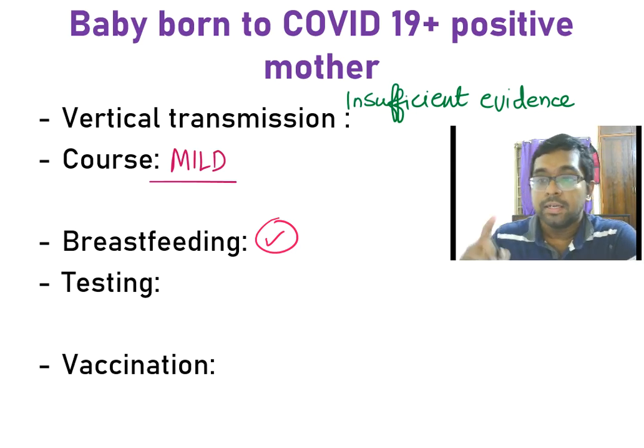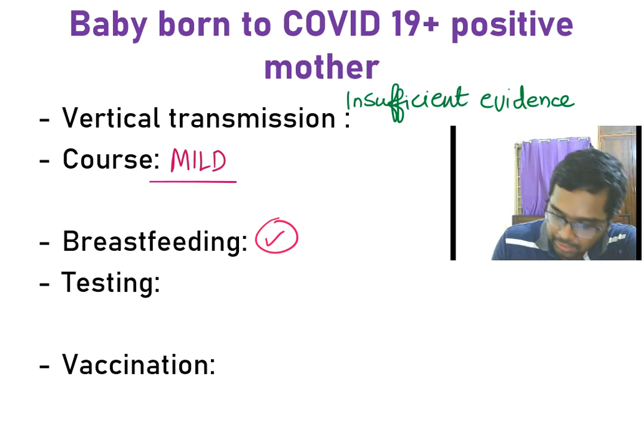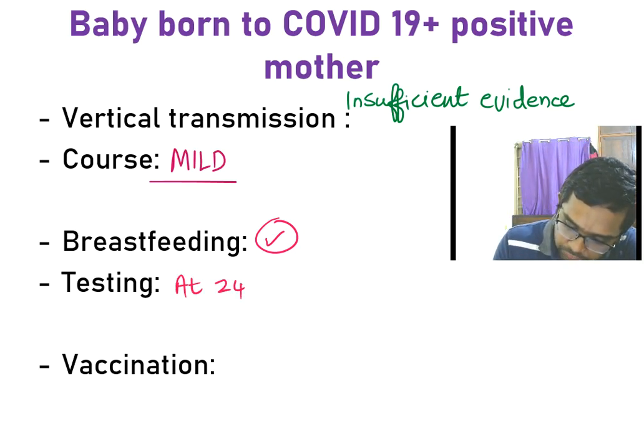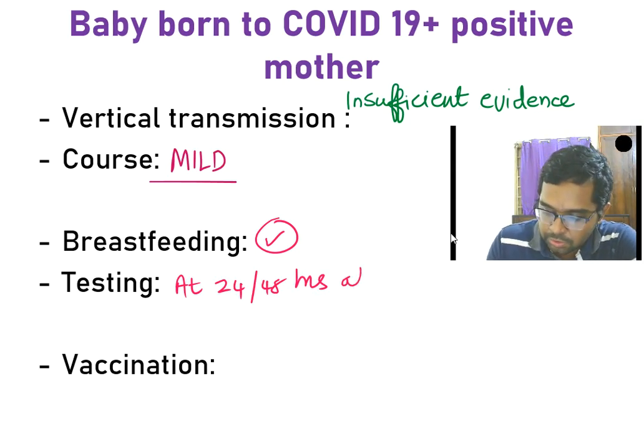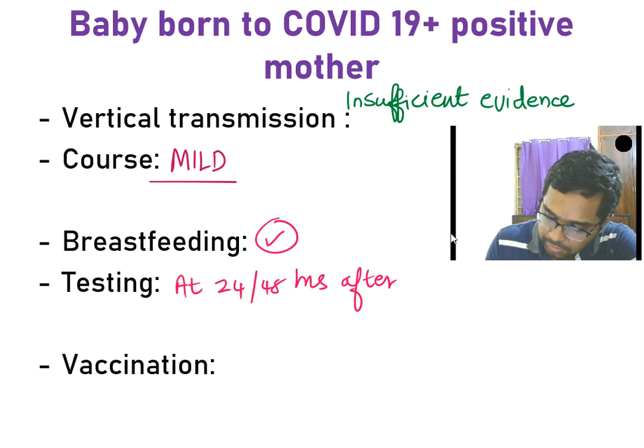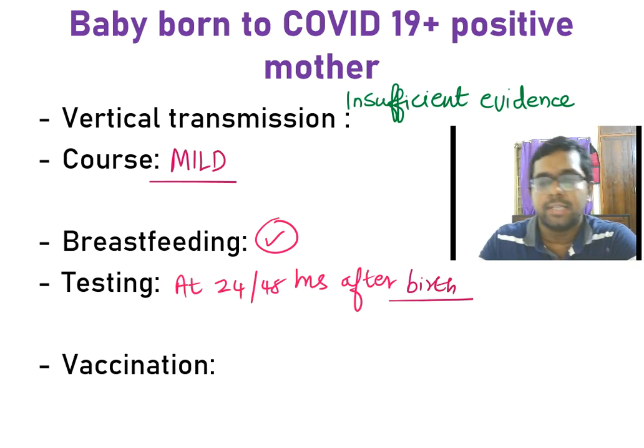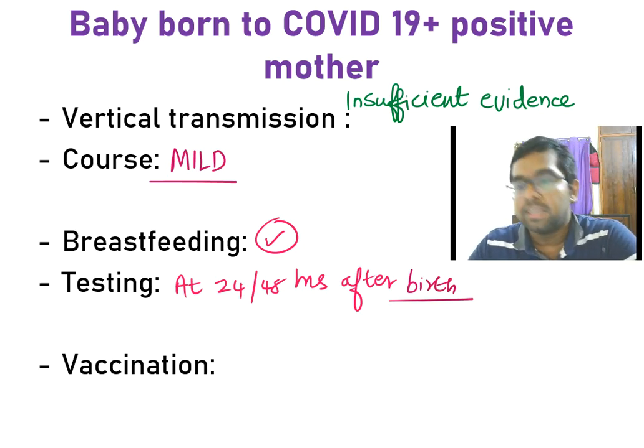That should be remembered. Testing: yes, of course, the baby should be tested at 24 hours and at 48 hours after birth. If both the samples are negative, then there is no need for any further testing. But unfortunately, if the baby comes out COVID-19 positive, then the baby has to be tested every 48 to 72 hours till two samples become negative. That is the testing protocol for a baby born to a COVID-19 positive mother.